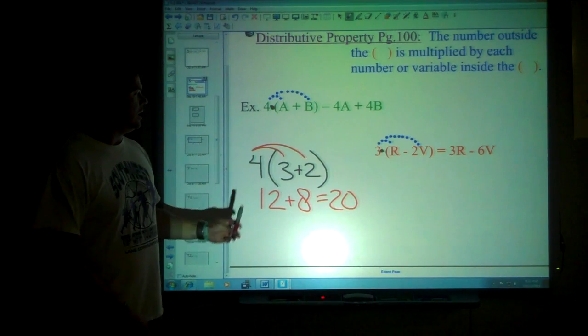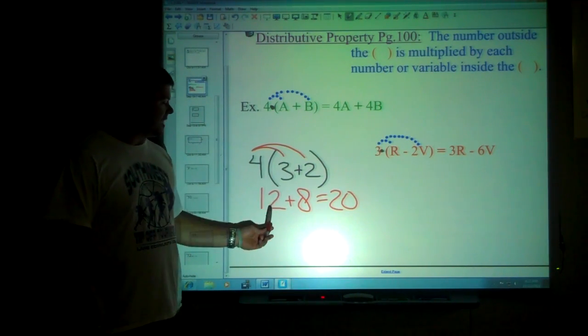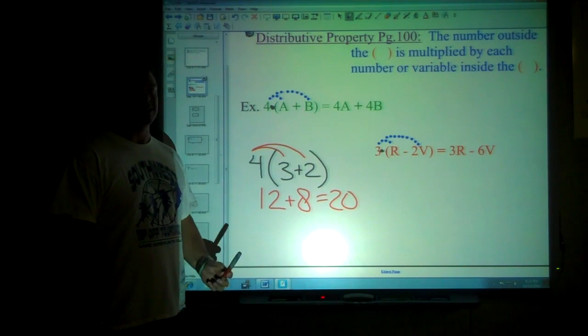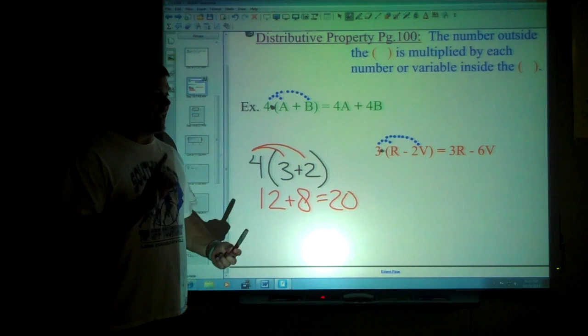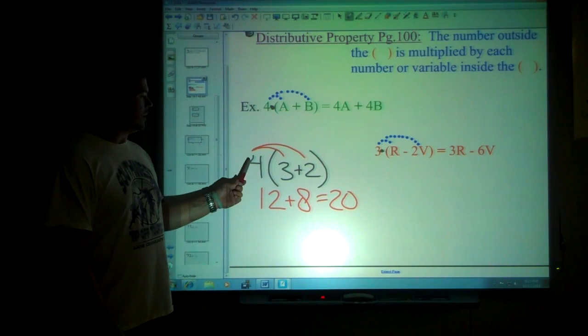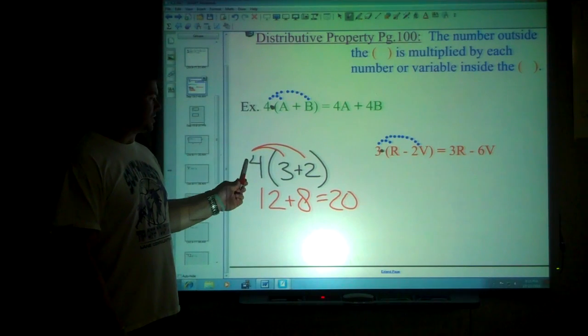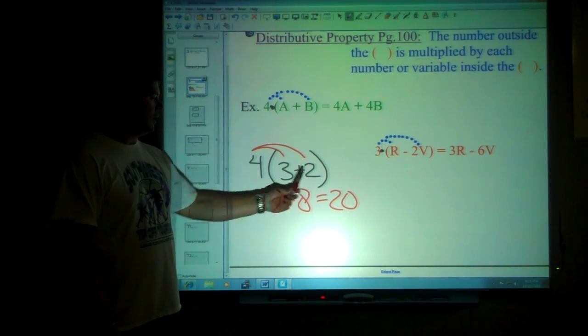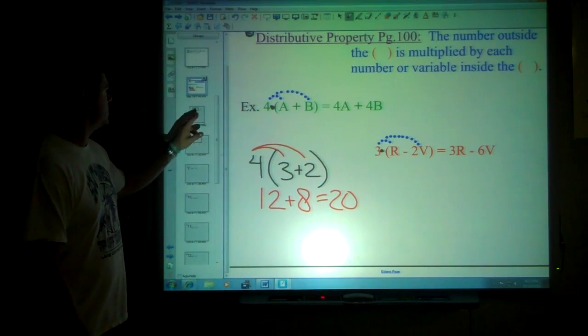Be very careful. A lot of times the mistakes are people add. So they think that this becomes 7 and that becomes 6. It's not addition, it's multiplication. You will have to watch your signs, and you also want to be careful that you don't just do it to one of them and forget the other one. A very common mistake is people go, oh, 4 times 3 is 12, and then they just leave the 2. You have to distribute it to everything inside the parentheses.